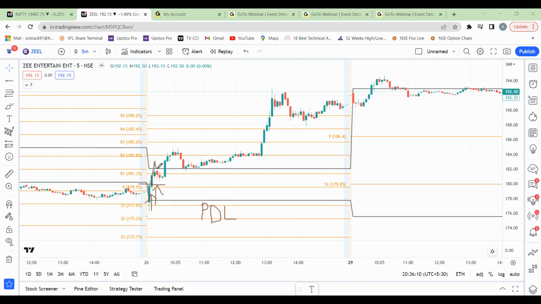So stock went up and stayed there, gave a breakout above previous day high, and you see it was continuously trading above previous day high, and then a big breakout came in this stock. This is what can happen when you catch a stock which is trading above previous day high levels.